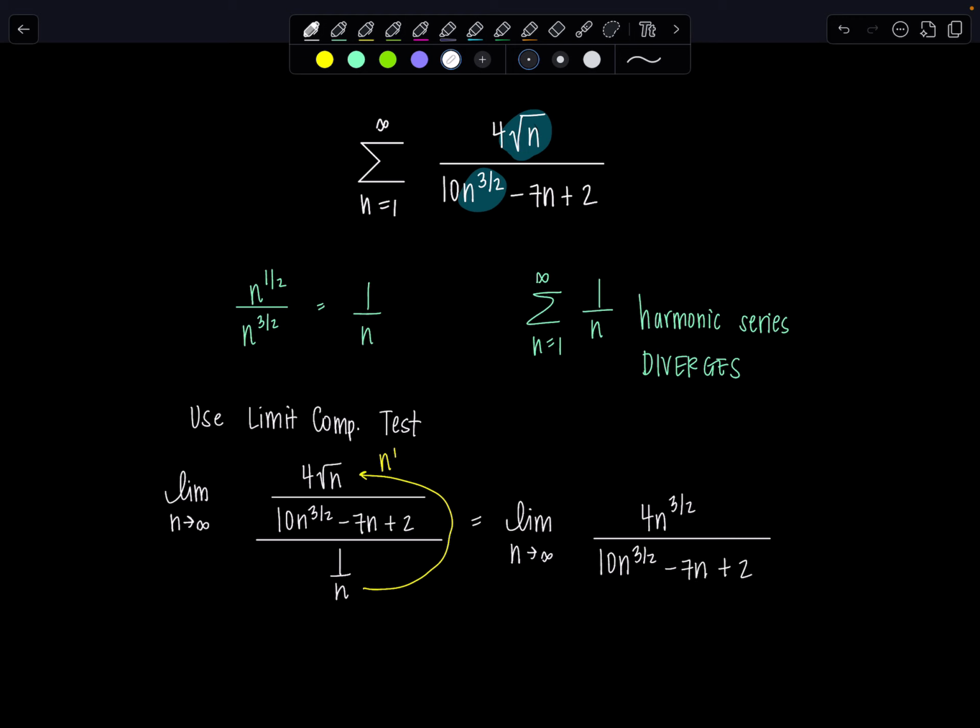Okay, now we need to evaluate the limit. As n approaches infinity, the numerator is going to infinity, and the denominator is going to infinity. We cannot use L'Hopital's rule when evaluating this limit because the numerator and denominator are not differentiable functions. n takes on distinct integer values only, so it's not going to be differentiable.